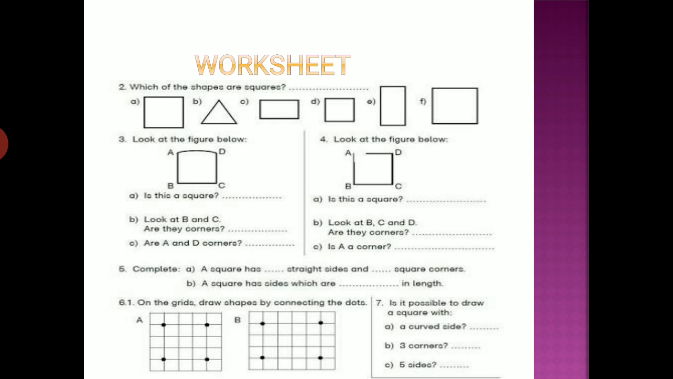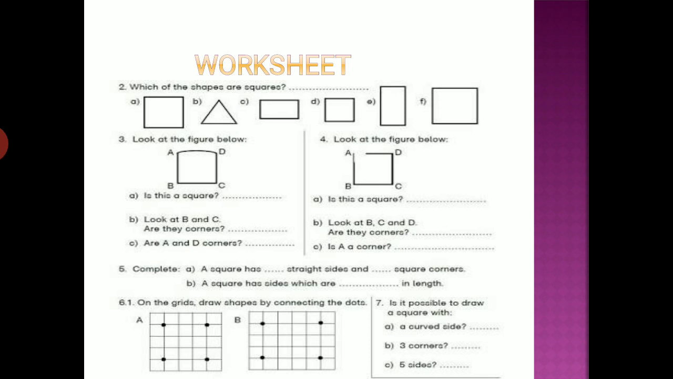Next question, a square has dash straight edges and dash square corners. So a square has how many straight edges? 4. And how many square corners? 4. So a square has 4 straight edges and 4 square corners.